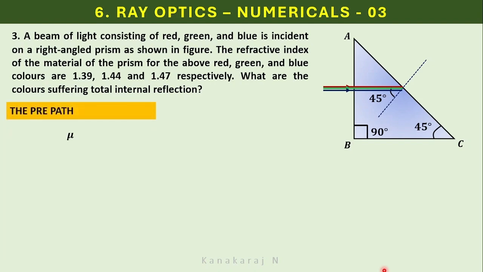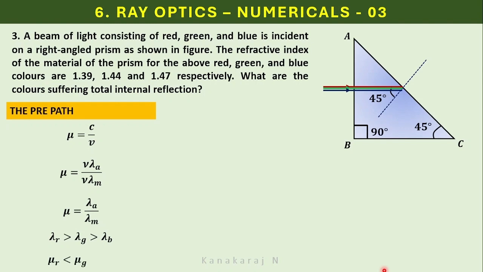The prerequisite. Mu equals the velocity of light in vacuum divided by velocity of light in medium, C by V. So we can replace C by nu lambda A, and we can replace V by nu lambda M. Good. The frequency never changes when the light goes from one medium to another medium. So the frequency nu gets cancelled. Mu equals lambda A by lambda M. So the refractive index is a function of wavelength, and the wavelength of red ray is more than the wavelength of green ray, which is more than the wavelength of blue ray.